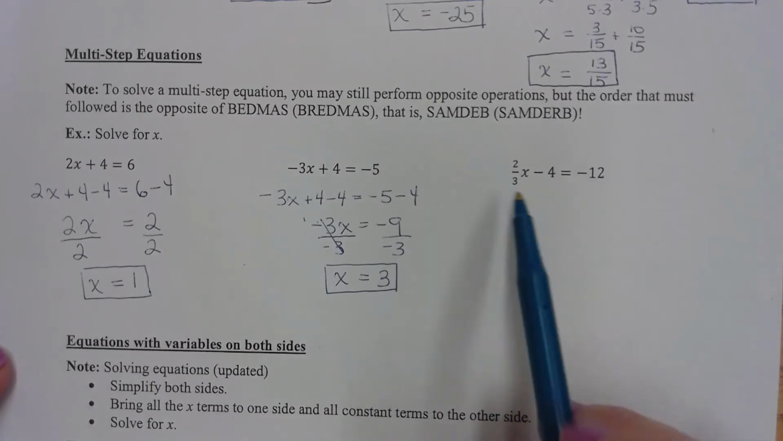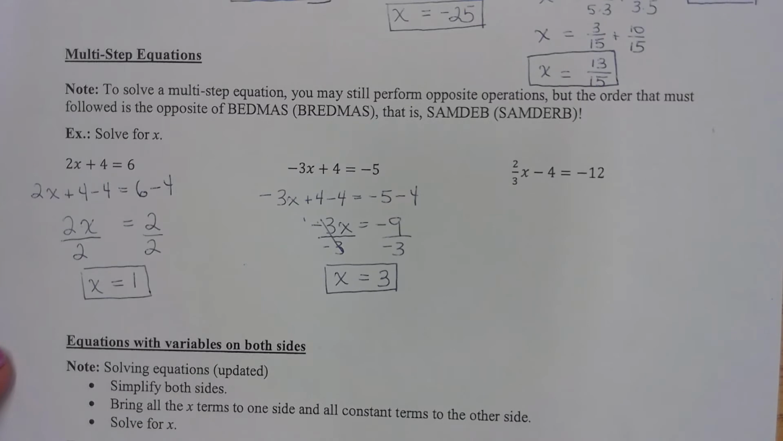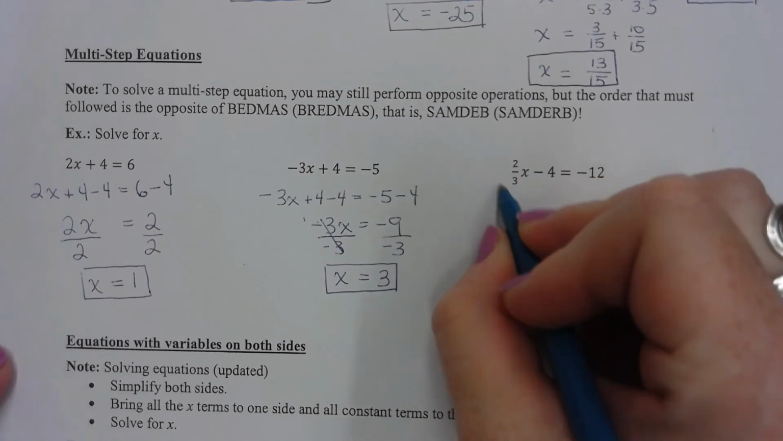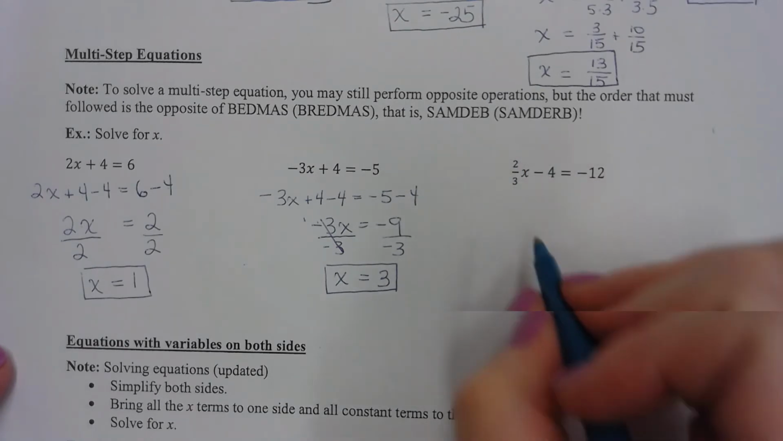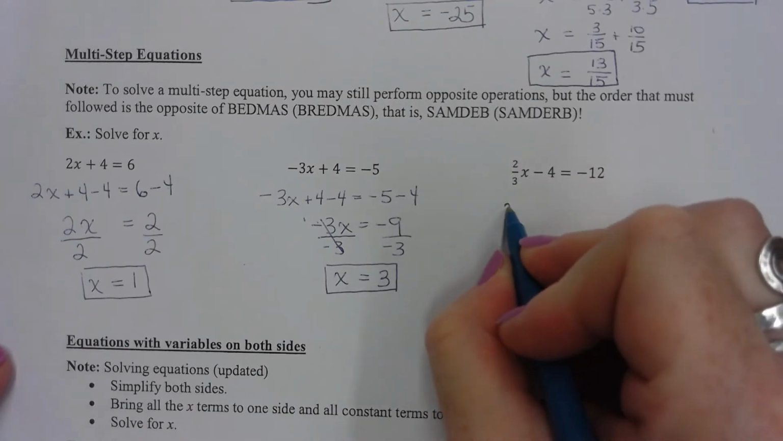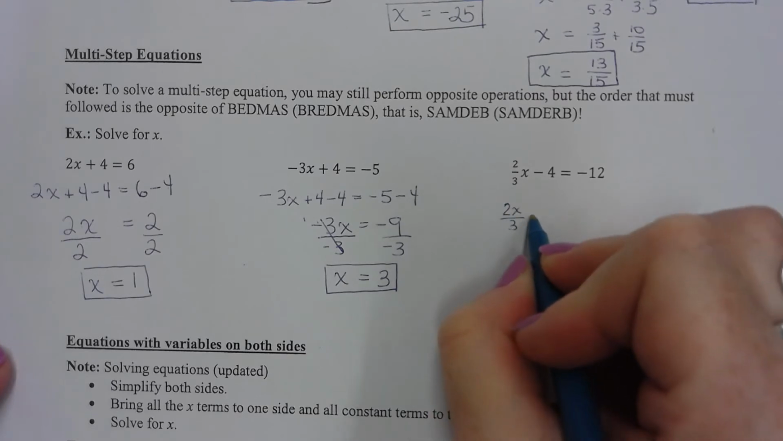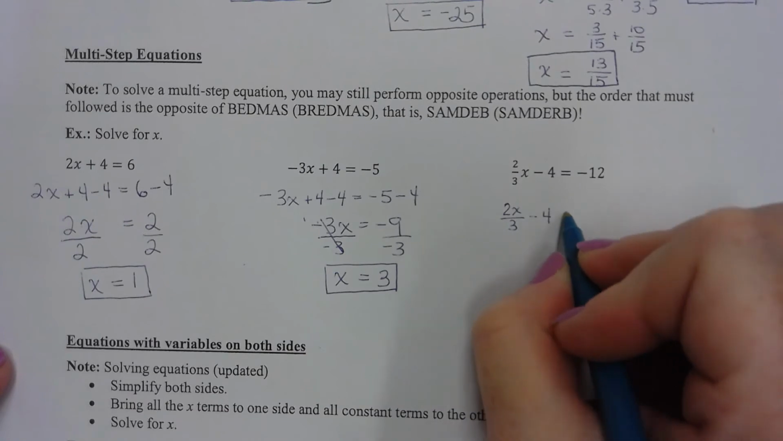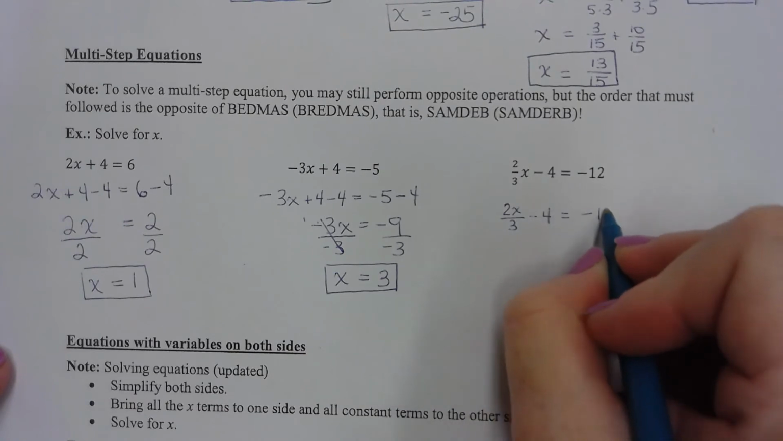Last one. So here I have 2/3 x minus 4 equals negative 12. Well, what I want to do is take that 2/3 x and rewrite it. So if you remember, 2/3 x is the same thing as 2x over 3. So I have 2x over 3 minus 4 equals negative 12.